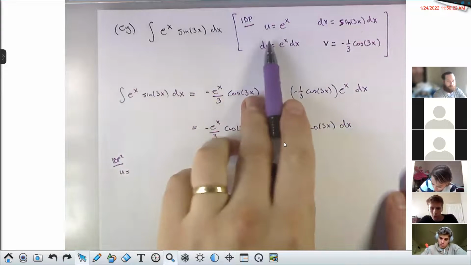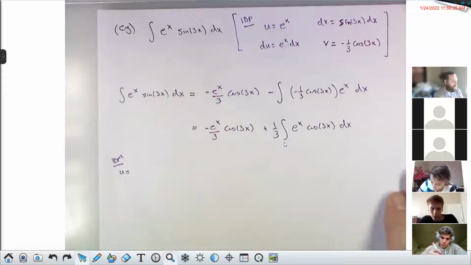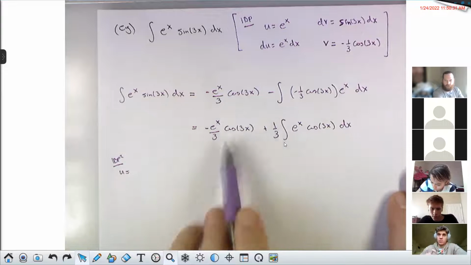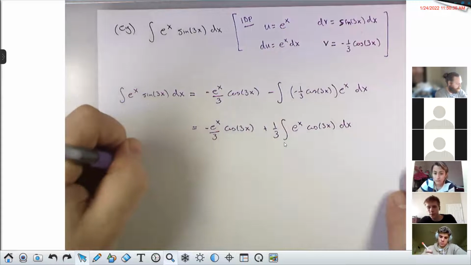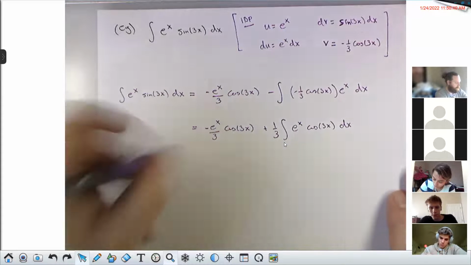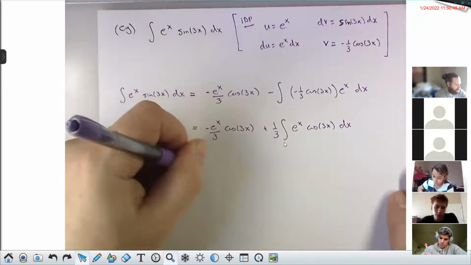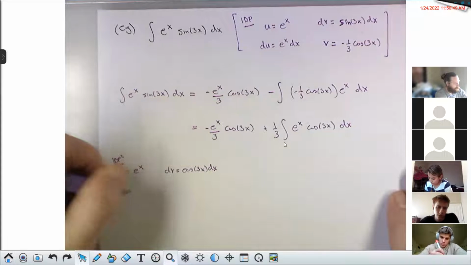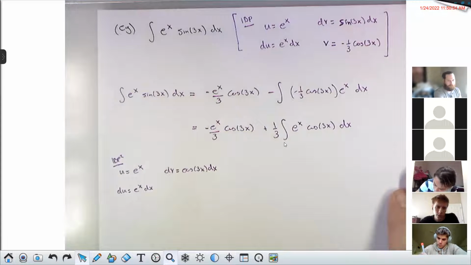It's very important that you choose u and dv the same way in both runs of integration by parts. If I were to switch here to calling u cosine of 3x, then I would undo what I just did. So u here needs to be the exponential again. Just follow your LIPET rule, you'll be okay. dv is everything else, cos 3x dx. du is e to the x dx, because e to the x is its own derivative.